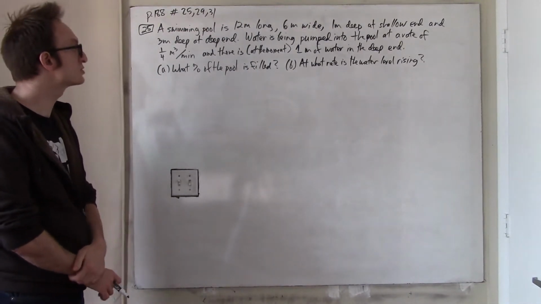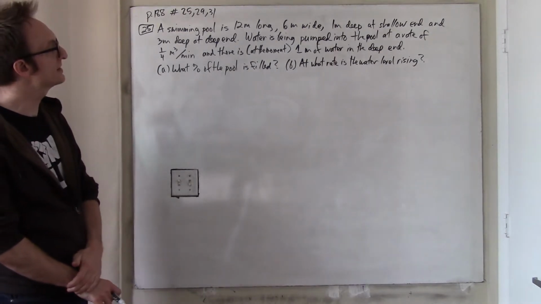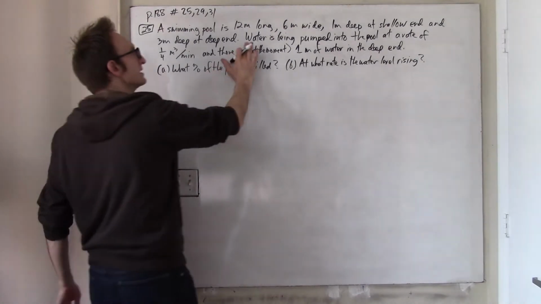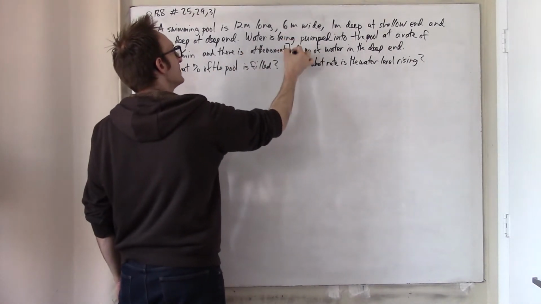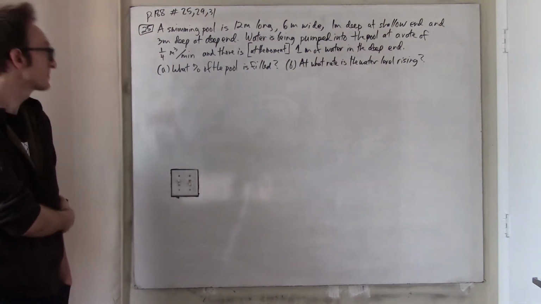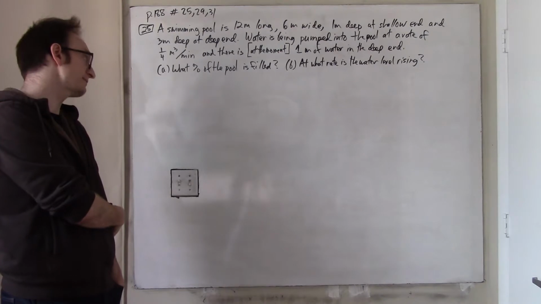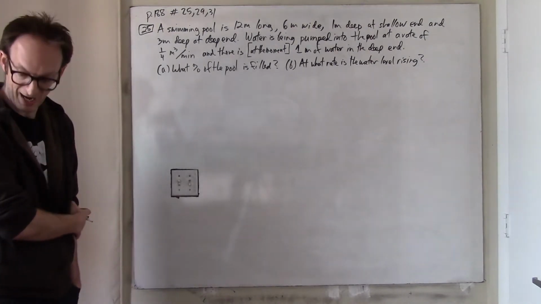Water is being pumped into the pool at a rate of 1/4 of a cubic meter per minute, and there is, I added this in, this is my sort of parenthetical, at the moment there is 1 meter of water in the deep end. What percent of the pool is filled, and at what rate is the water level rising?